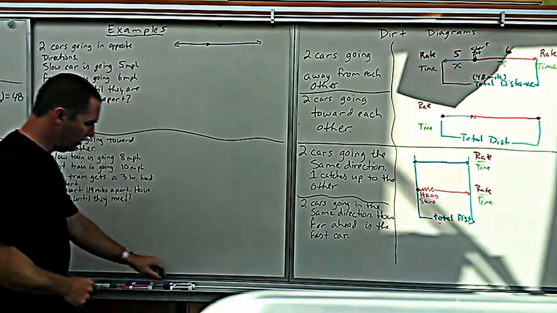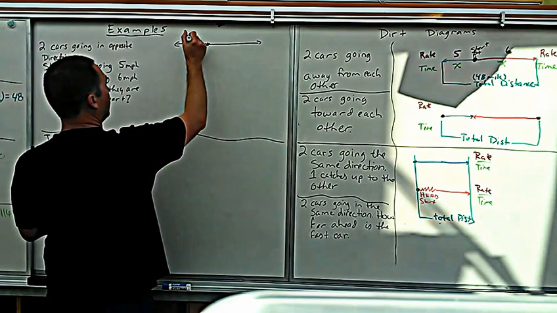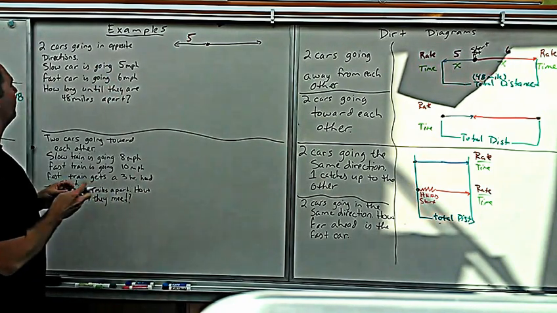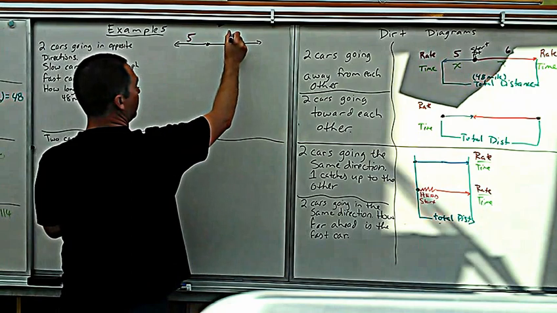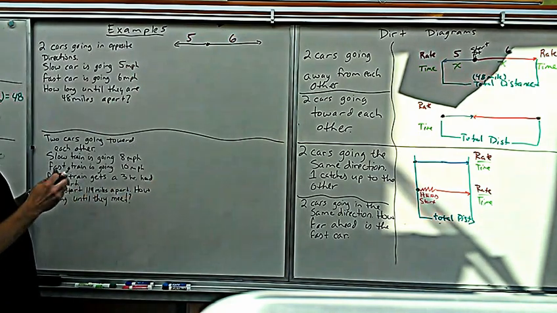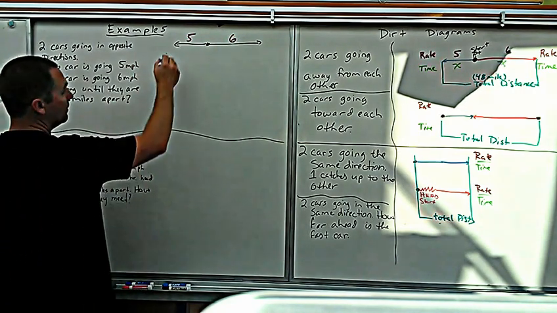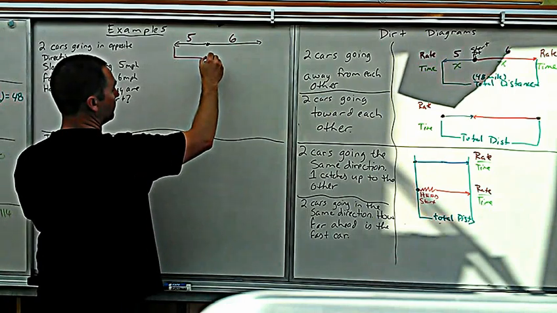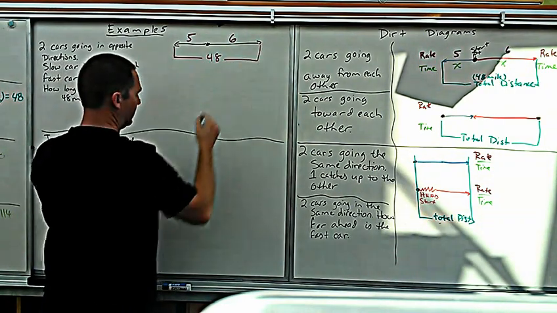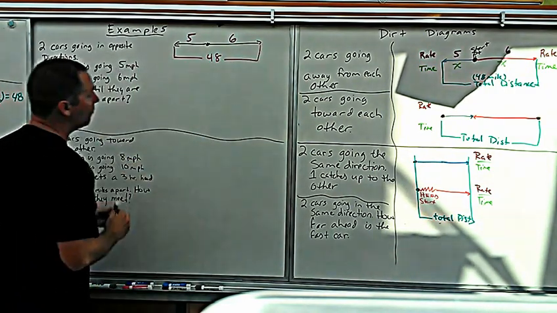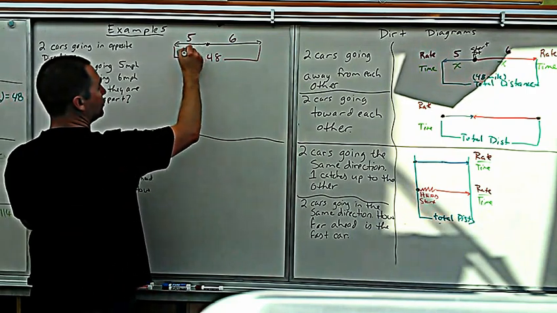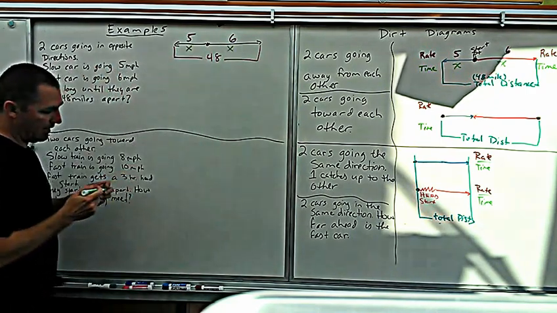Hey, it looks just like that one over there. The slow one is going 5 miles per hour. There's the fast one going 6. How long will it take for them to get 48 miles apart? They didn't say anything about our time, so we have to assume that they left at the same exact time.